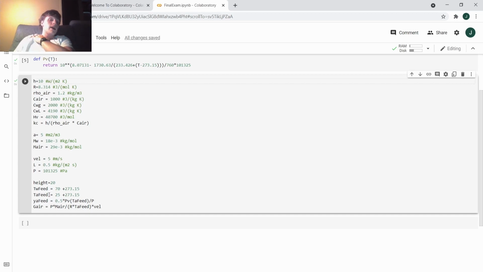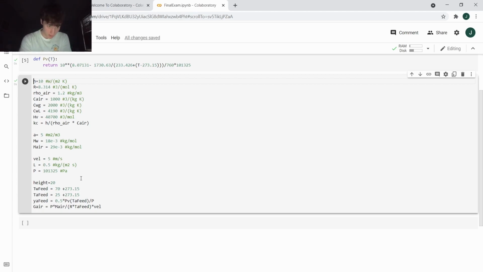We're evaluating that at the temperature of the air feed. So that's 50% times the vapor pressure of water at the temperature of the air feed. That would give us the partial pressure of water vapor in the air feed. And then if we divide that by the total pressure, we get the mole fraction.